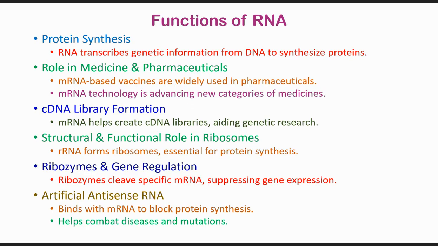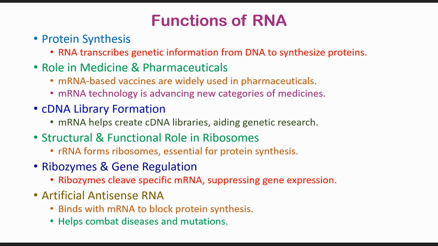Functions of RNA. The prime function of RNA is in protein synthesis. Without RNA, the information encoded in DNA could never have been transcribed to make essential proteins that a cell needs to maintain its integrity. mRNA has now been widely used in the pharmaceutical industry to synthesize potential vaccines. Moreover, mRNAs are now used to develop new categories of medicines. mRNA has made the formation of the cDNA library possible.